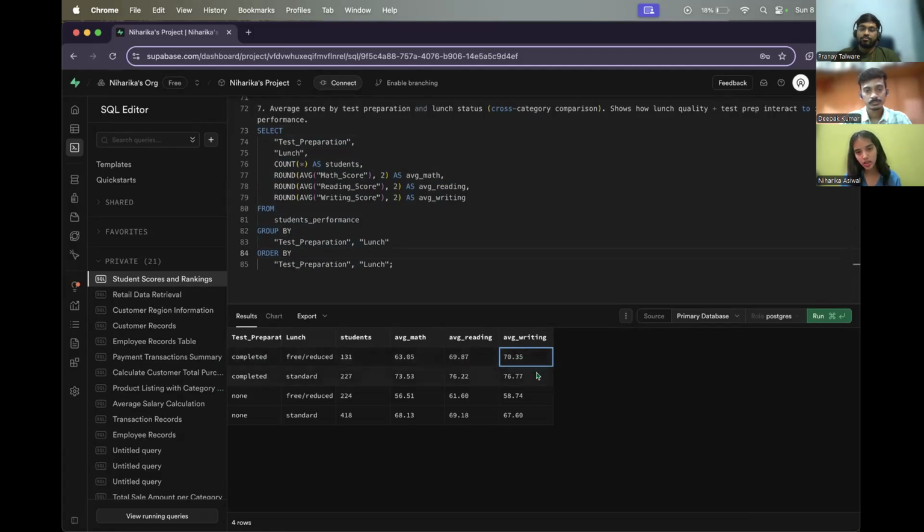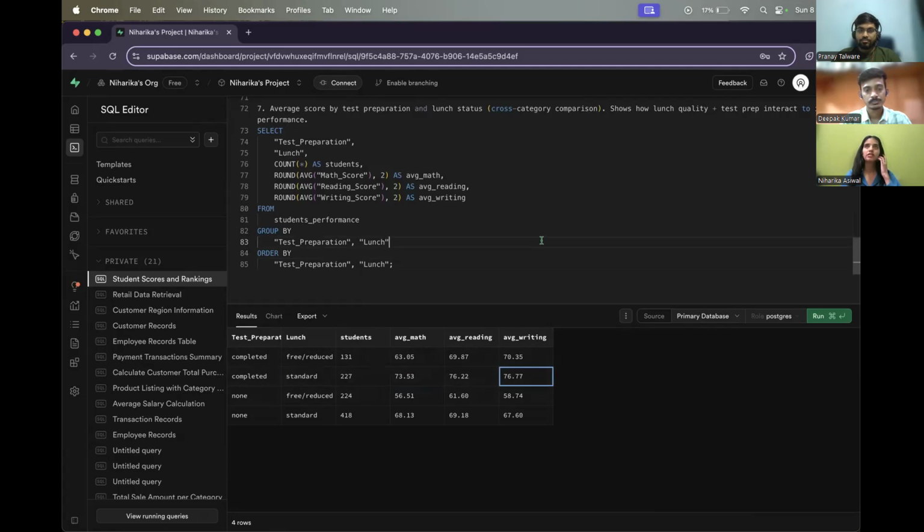We can see the writing average is highest for this particular group who had the test preparation completed and lunch as standard. And for this group, reading average is also the highest and math is also the highest. So this shows that if the students are completing their test preparation and also have a standard lunch, then they are scoring a lot higher than their peers.